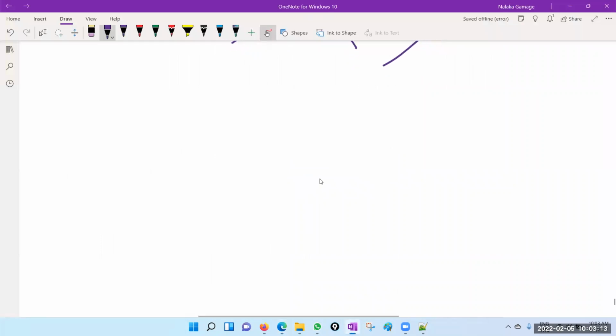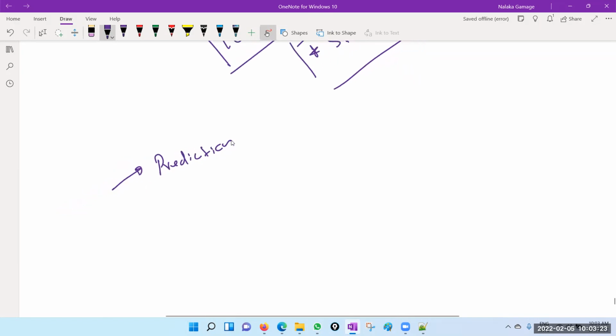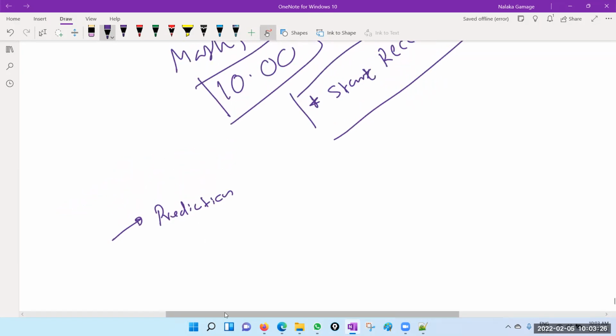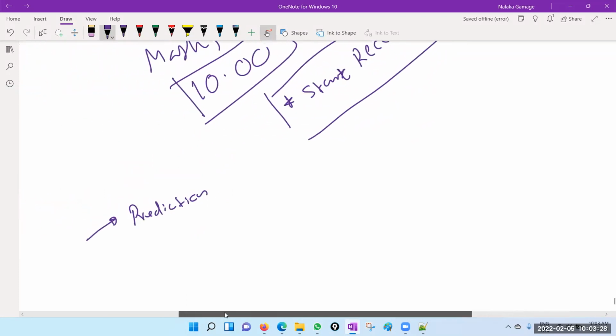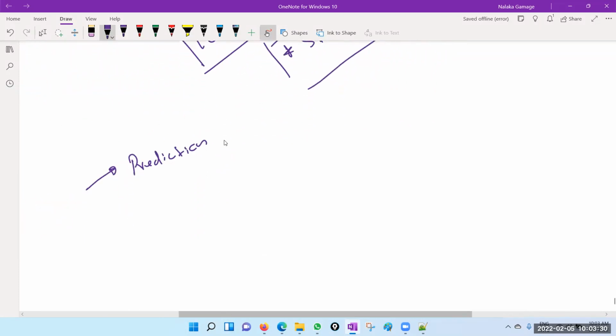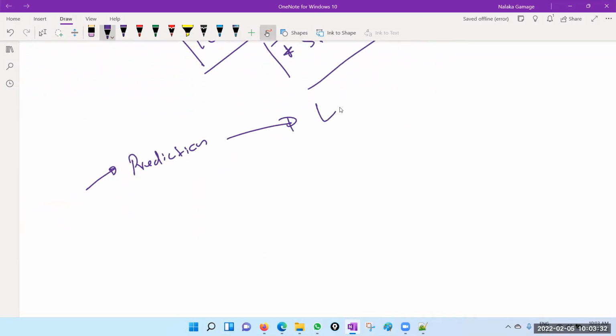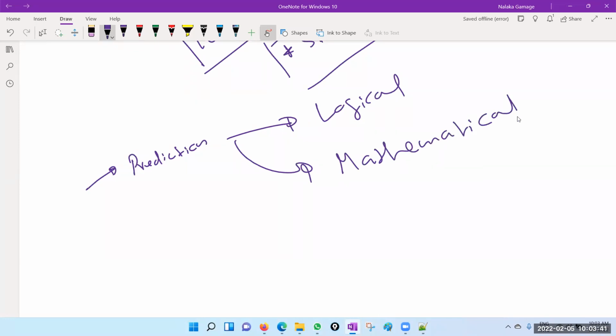So probability is predicting, okay, it's a prediction, but it's a mathematical or logical prediction. It's very important that the prediction is logical, that the prediction is mathematical. Okay, because there are so many types of predictors, right?